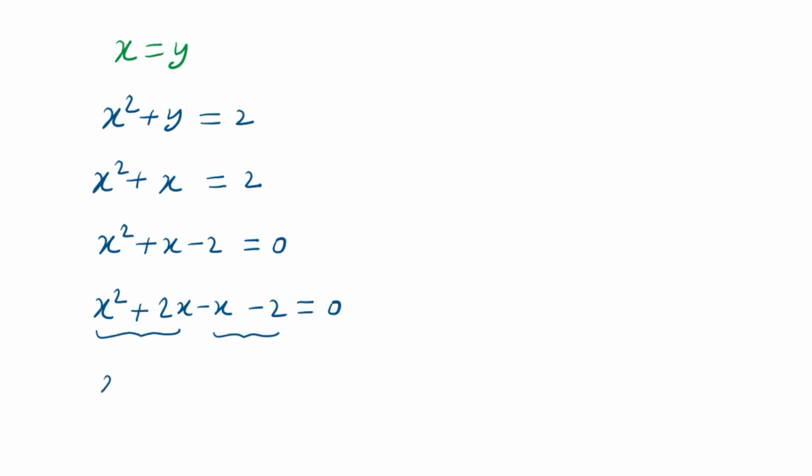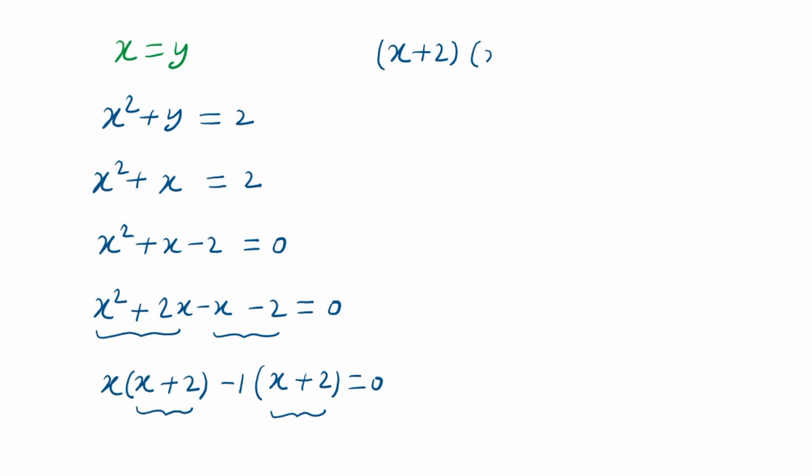If we take common x in first two terms, then x square divided by x, then you will get x plus 2x divided by x, then you will get plus 2. And look carefully last two terms. If we take common minus 1, then minus x divided by minus 1, then you will get x, and minus 2 divided by minus 1, then you will get plus 2, and this is equals to 0. Now look carefully left hand side, here x plus 2 and here x plus 2 is common. If we take common x plus 2 in left hand side, then you will get here x minus 1, and this is equals to 0.